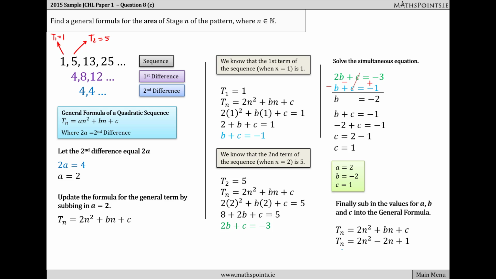And we've now created a general formula for the number of squares in each stage, or the area in each stage. We just want to test this formula to make sure that it works. So let's sub in 3 into this formula, n equals 3, and see do we get 13 squares, which we should. So if I take the formula and I'm going to sub in 3 everywhere I have an n, it's 2 by 3 squared minus 2 by 3 plus 1. So 2 by 3 squared is 18, minus 6 plus 1 is 13. And so our formula does work, and if we're able to input into the formula the stage, the formula will tell us the area of that stage, or the number of squares in that stage.